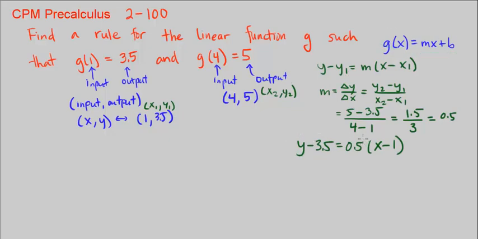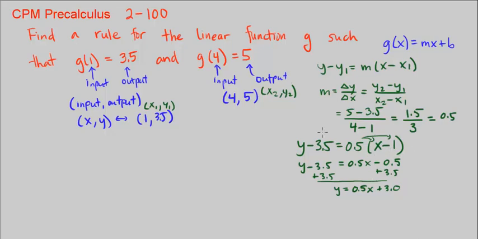Let's go ahead and solve for y. So let's distribute that 0.5. So that's equal to 0.5x minus 0.5, because 1 times 0.5 is 0.5. Y minus 3.5 is still here. Go ahead and add 3.5 to both sides to get y alone, and we have y is equal to 0.5x plus 3.0, because remember this is a minus, so it's like 3.5 minus 0.5.